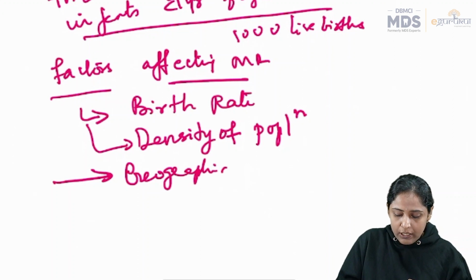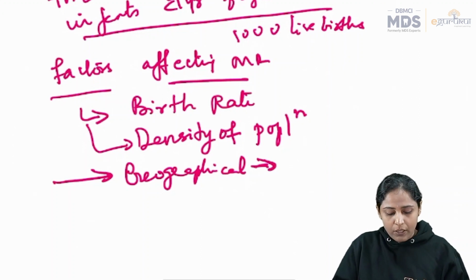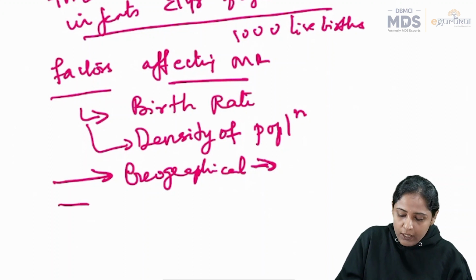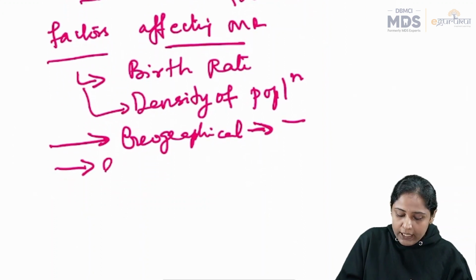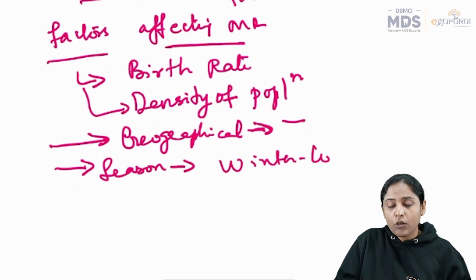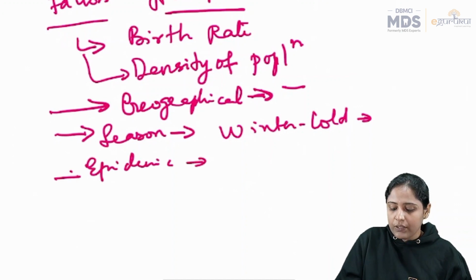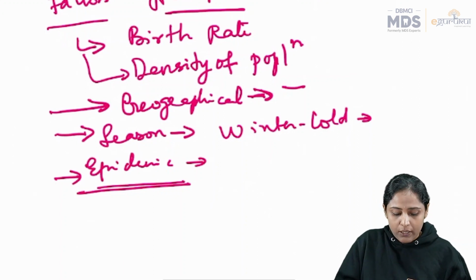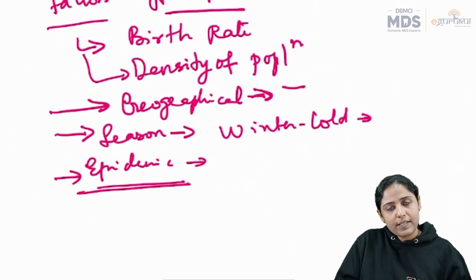Then geographical location is another factor, where if the geographical location is a very good area, undisturbed and quiet, then you could see the lowest mortality rates. Then it could be the season. For example, if there is winter and cold, it could influence the mortality. Epidemic experience: we saw recently, for example, the COVID pandemic. For any disease, when it becomes a serious public health problem, it will affect the mortality.